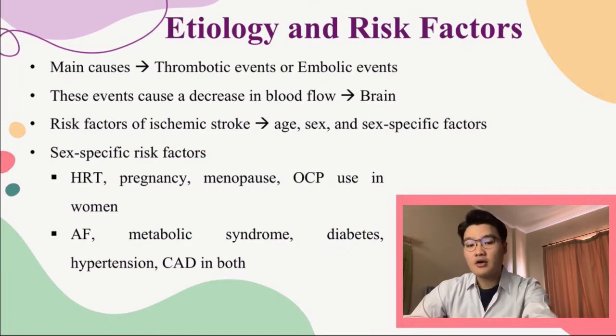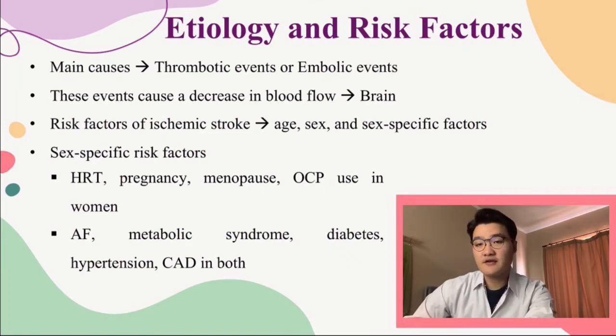My name is Eduardo Kinjiro and the last digits of my student number are 119. Now I'm going to explain the etiology and risk factors of acute ischemic stroke. The two main causes of ischemic stroke are either thrombotic events or embolic events. These two events cause a decrease in blood flow to the brain.